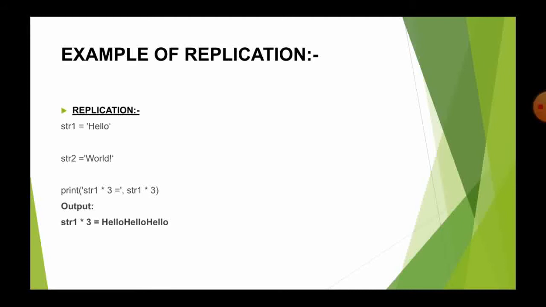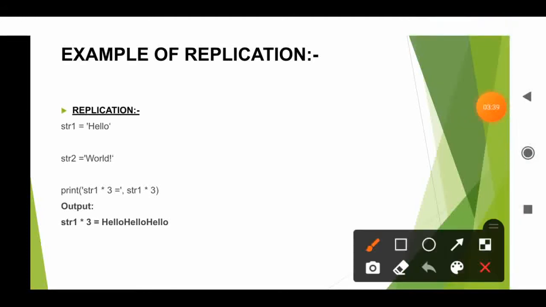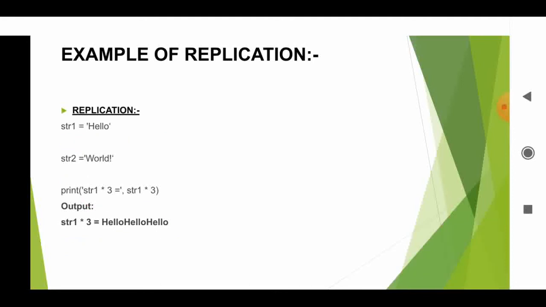Next one is replication. We have assigned the variable string 1 equal to hello, string 2 equal to world. The value of string 2 is world, the value of string 1 is hello. Print str1 into 3: what we have specified in single quotes will display as it is. Next is string 1 into 3. The value of str1 is hello. The word hello is multiplied 3 times, so it will repeat 3 times and display the result. This is called replication.